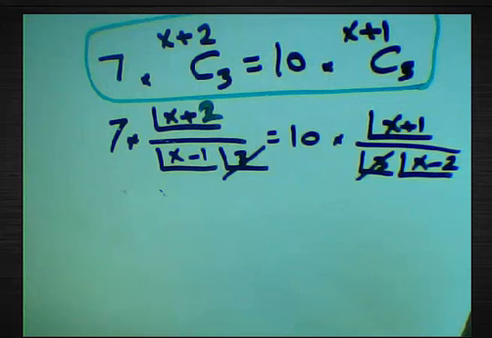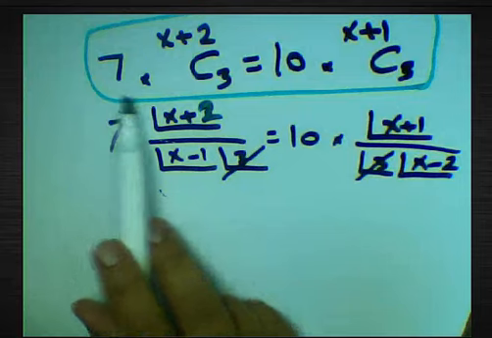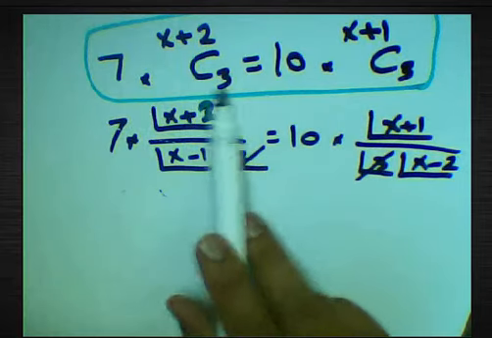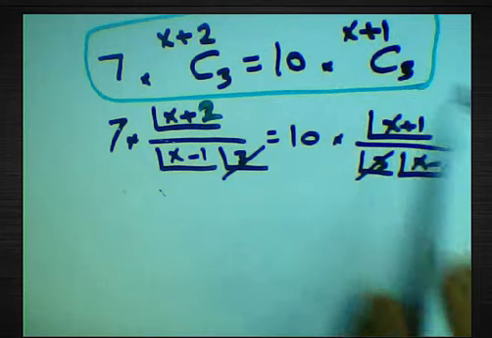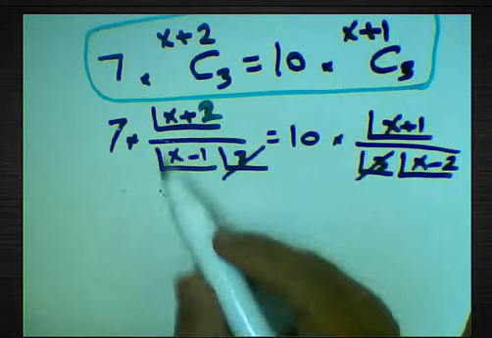How are you? Today we'll complete a lot of questions about combination and permutation. Look at this example. If 7 times (x+2)C3 equals 10 times (x+1)C3, we want to find x. We can use the rule here.